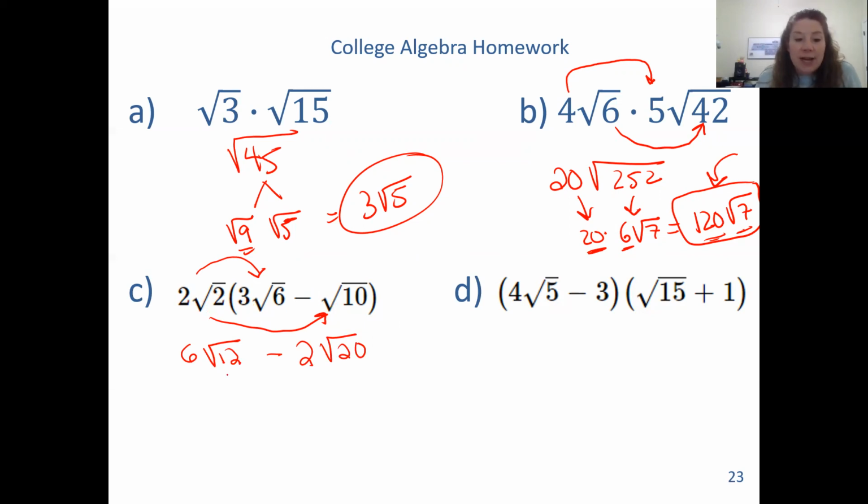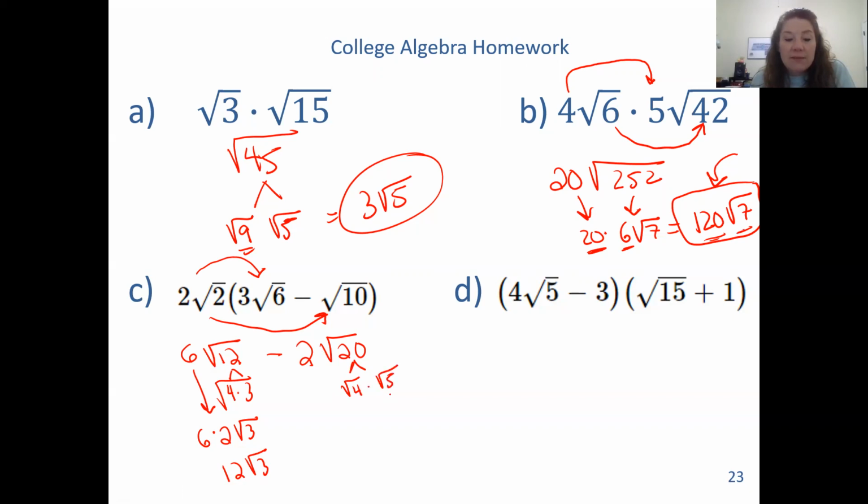So then we have to break these down, you guys. 12 contains the perfect square 4 times 3, right? So the square root of 4 is 2 square roots of 3. And then don't forget to multiply those outside numbers. So 6 times 2 is 12 square roots of 3. And then 20 would be square root 4 times the square root of 5. The square root of 4 is 2, so 2 square roots of 5. And then finally, you're bringing down this negative 2 times 2, which would be negative 4 square roots of 5.